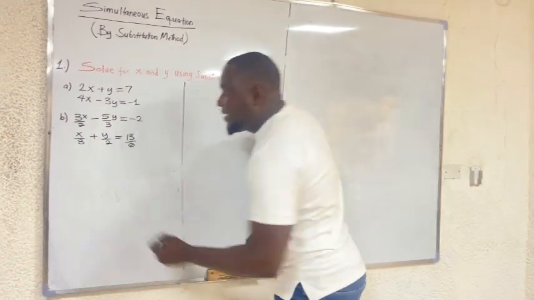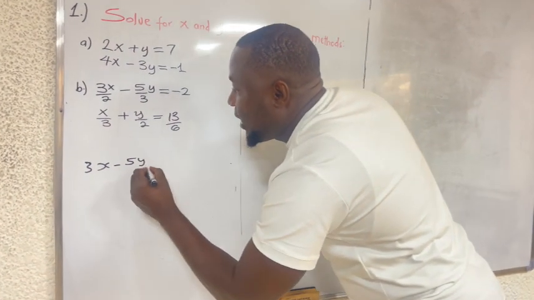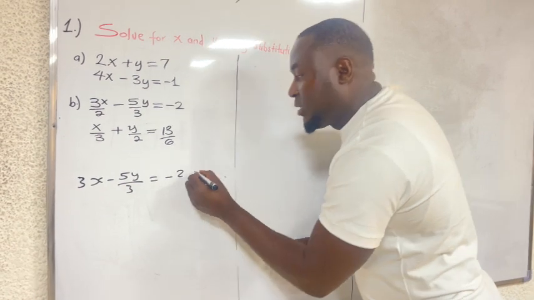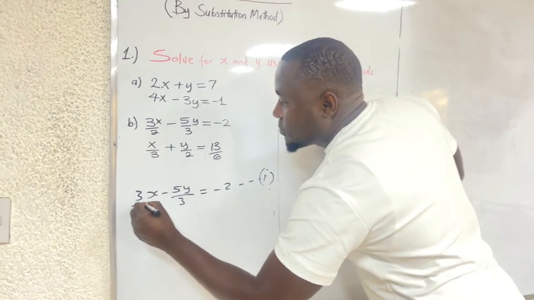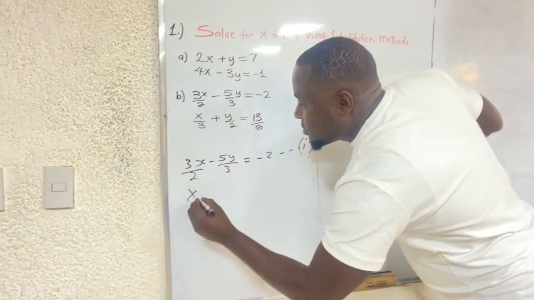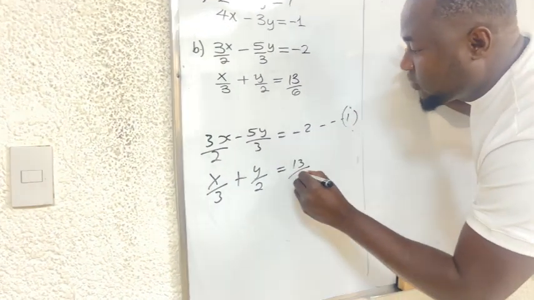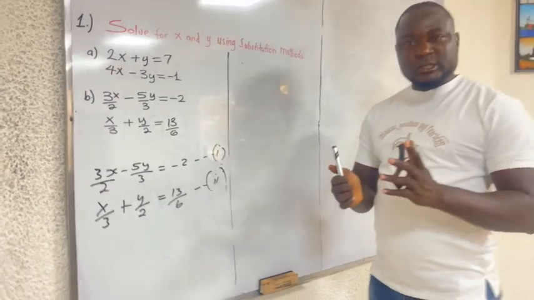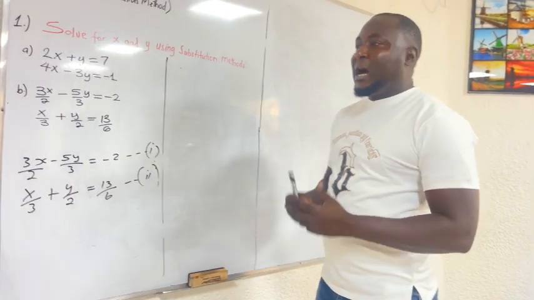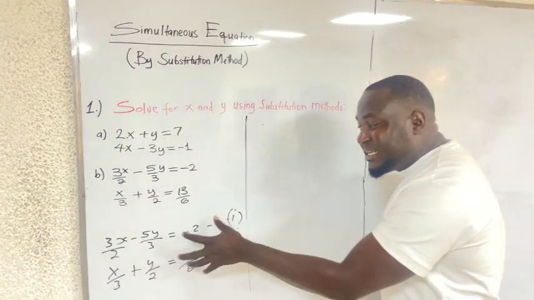Okay, let's look at the B part of this question. The B part says 3x over 2 minus 5y over 3 is equal to -2. Let's say this is equation 1. And x over 3 plus y over 2 is equal to 13 over 6. Let's say equation 2. So these are the two sets of equations. Our target is to solve for the values of x and y in these equations.